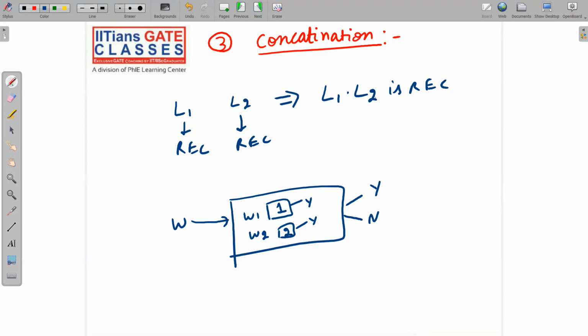I hope you remember what exactly the concatenation operation is. If you do not know about the concatenation operation, then watch my lecture number 8. You will get crystal clarity about what exactly the concatenation operation is. So the bottom line is you have to remember both RE and REC languages are closed under concatenation operation. That's it. You need not go into proof and all because this is a basic course. In the advanced course I will tell you about proper proof and all.